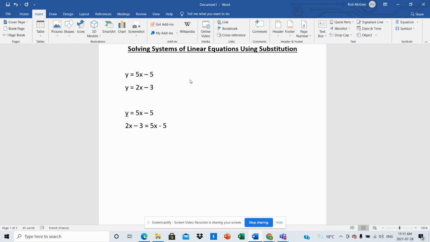Now, I want to get all my x's to one side. I want to get all my numbers to the other side. So I'm going to do 2x. And when that 5x comes over, when it goes to the other side, it's going to be a negative. It's positive here. It's got to be a negative here. Minus 5x equals minus 5. And this minus 3, when it comes over, is going to become a positive 3, plus 3.